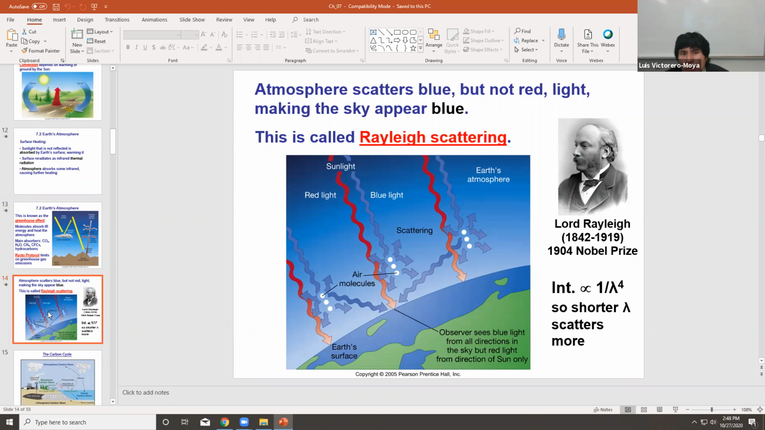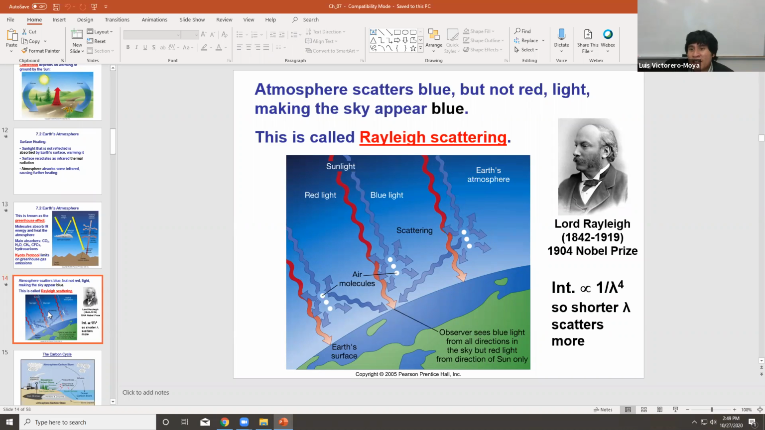Why is the sky blue? Because of Rayleigh scattering, right? When the light of the sun is going through the atmosphere, the part that is scattered away as the light is entering towards the Earth is the blue portion, the blue part of the spectrum, not the red.